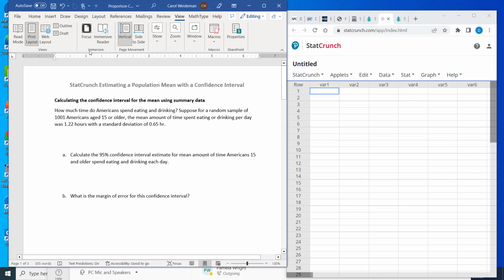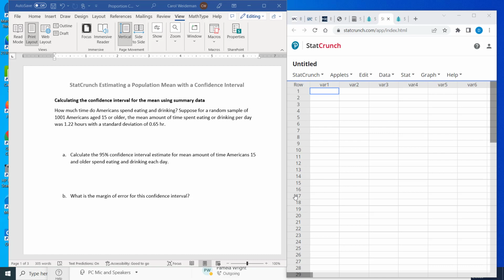In this short video, I'm going to show you how to use StatCrunch to estimate a population mean with a confidence interval. When we're working with means, we have two different ways that we can have the information. We can have summary data, and then we can also have the raw data. So first we're going to go through an example that uses summary data.